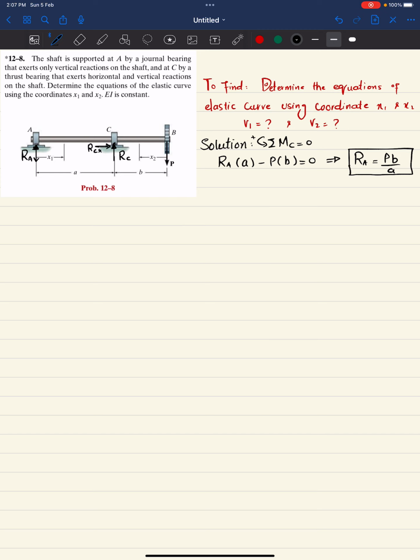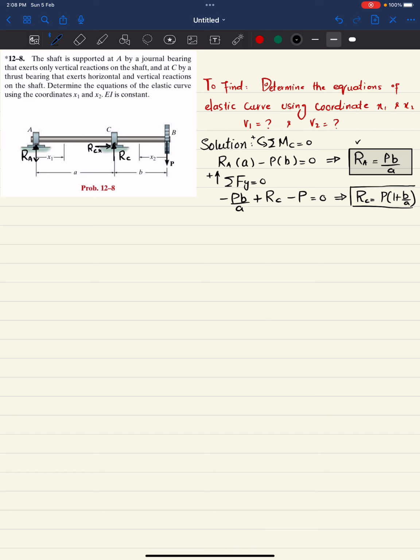Now we have this Ra, we can find Rc. The sum of all forces along the y direction must be equal to 0, and upward force is positive. So we have Ra, which is downward, and that is Pb over A, plus Rc, which is vertical force, minus P is equal to 0. From here you will get Rc equal to P times (1 plus B by A). We will be using only Ra.